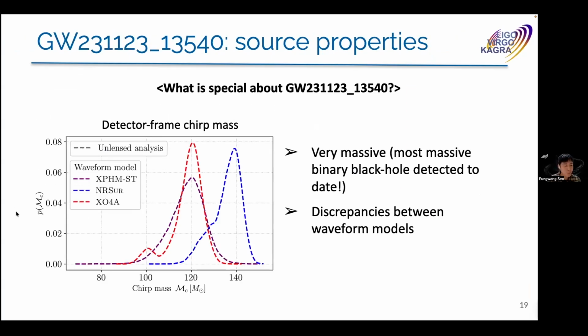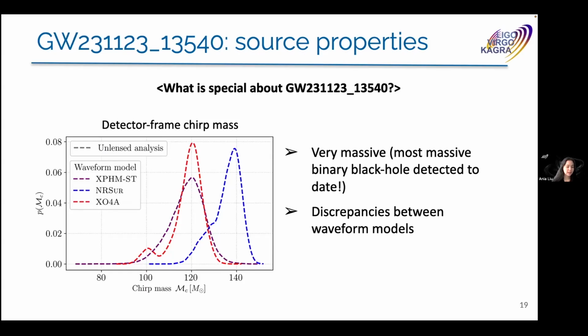Thank you. So as Emil already showed on the previous slide, GW231123 stands out with a high Bayes factor compared to the rest of the events. But beyond that, it's also unusual from an astrophysical perspective. First, let's look at the detector frame chirp mass shown in the figure. And from the horizontal axis, you can see that the chirp mass is extremely high. This is a very massive binary. In fact, it's the most massive binary black hole detected so far.